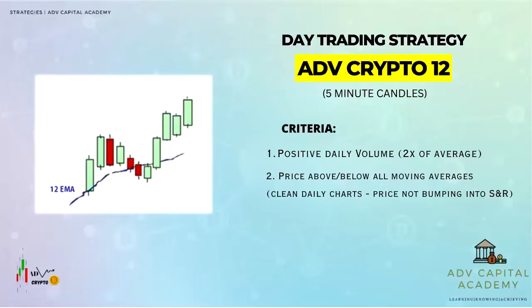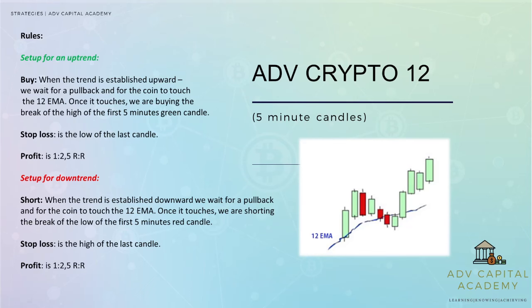ADV, crypto level. We use this strategy on 5-minute candles. In order to use this strategy, we need some criteria to be met. First thing that we are looking at is positive daily average volume. Then is the price to be above or below all the moving averages, or a 90 days breakout, breakdown. So we want to see clean daily charts.